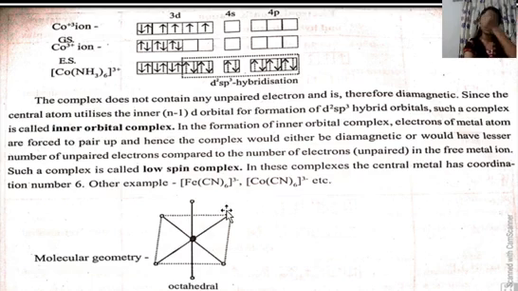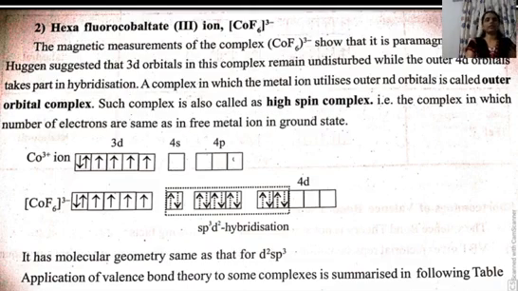Okay, so this octahedral is shown here. Next, this is also an example of an octahedral complex. This is the hexafluorocobaltate(III) ion, CoF6 3-. The magnetic measurements of the complex CoF6 3- show that it is a paramagnetic complex.